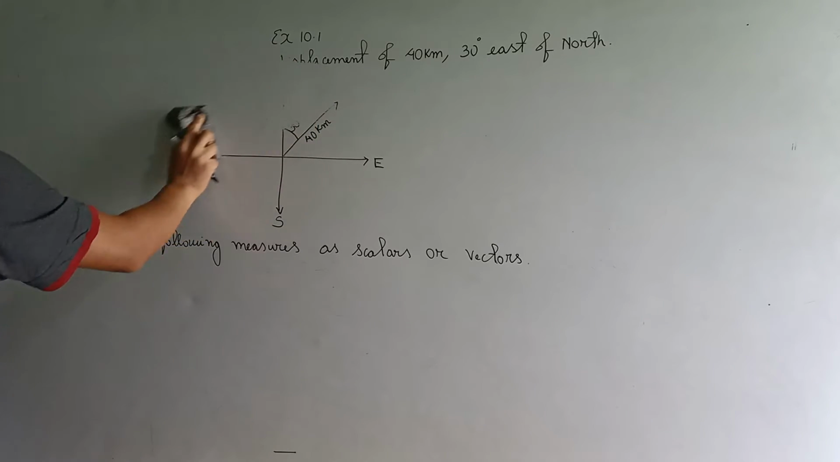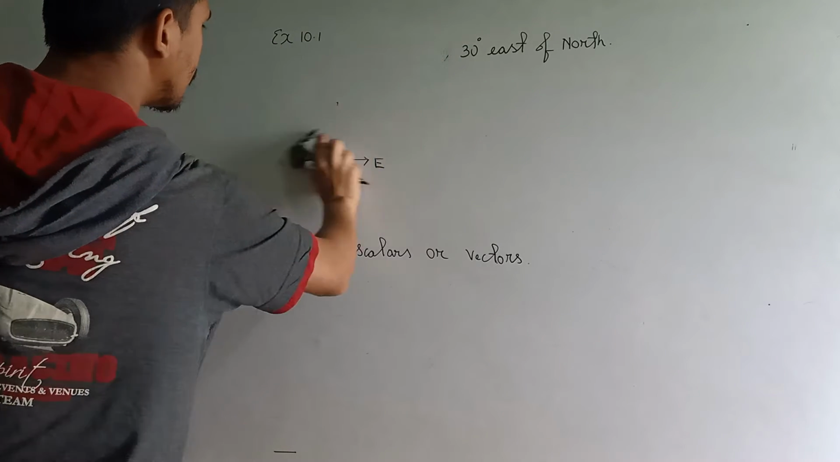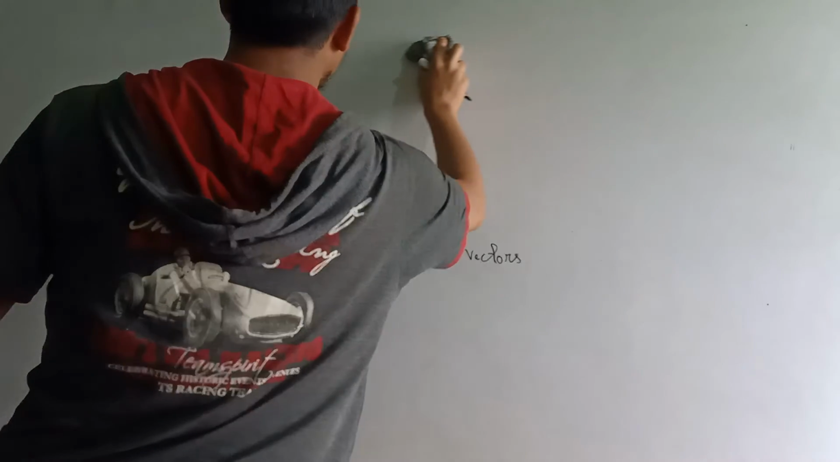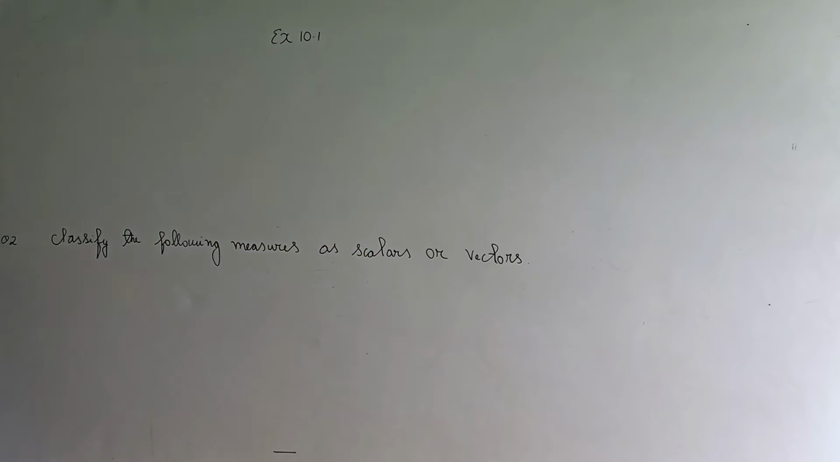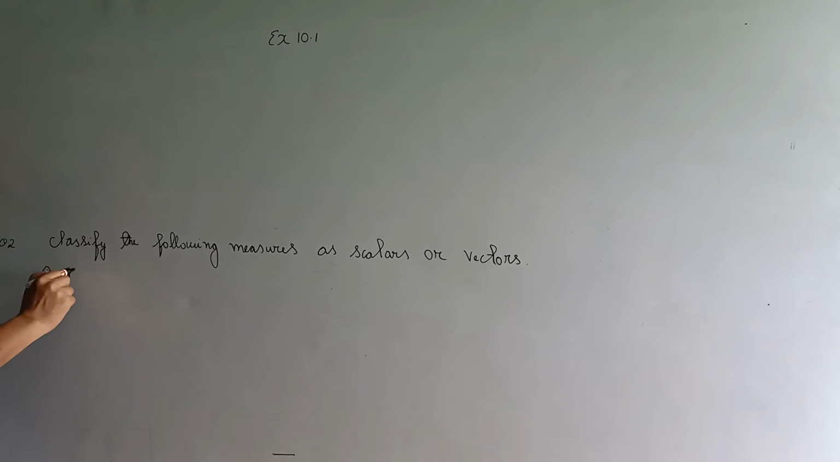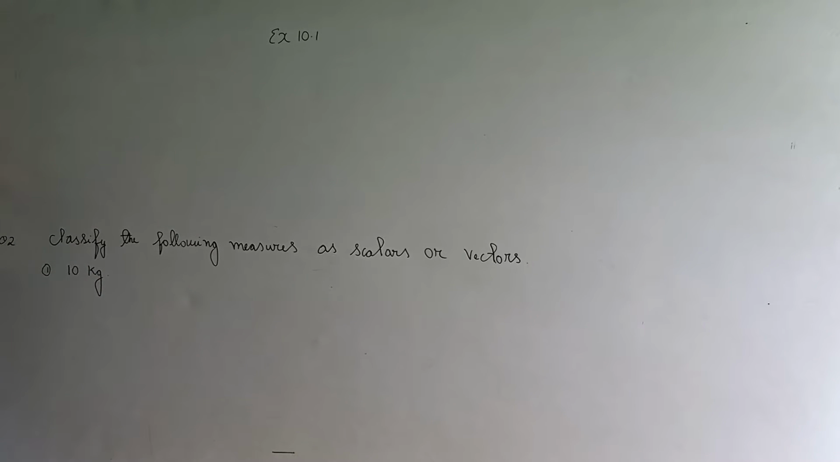Classify the given measures as scalar or vector quantity. So what is your first given quantity? In question number 2 in your textbook, Roman 1: 10 kilogram. What quantity does this 10 kilogram represent? Time, length? Does 10 kilogram represent time? No, right? So which physical quantity does it represent? Mass, yes, mass.